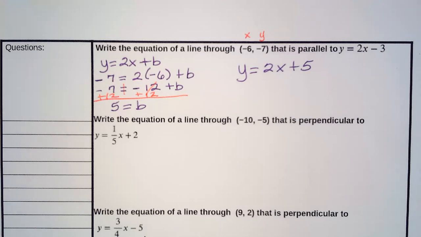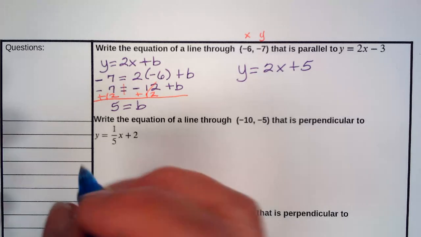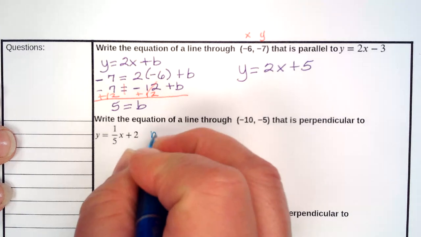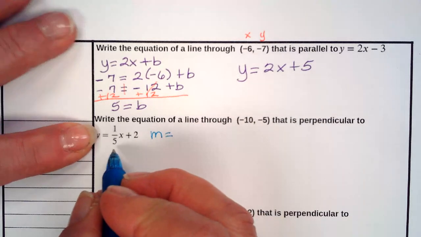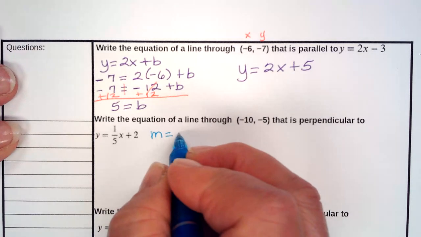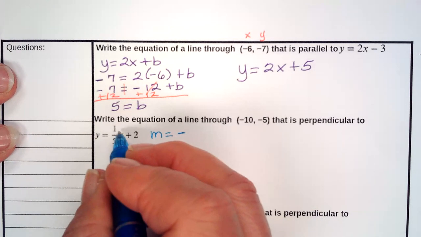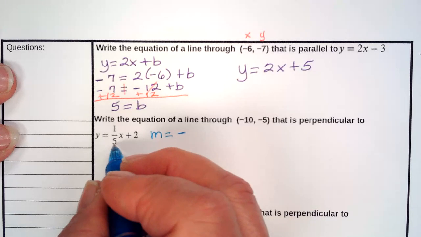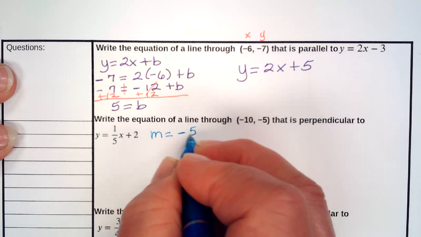But what about perpendicular? Perpendicular means we have to have what for our slope? Well, our slope has got to be the opposite reciprocal. This is 1/5 positive. The opposite is negative. When you flip 1 over 5 over, it becomes 5 over 1, which is simply 5.